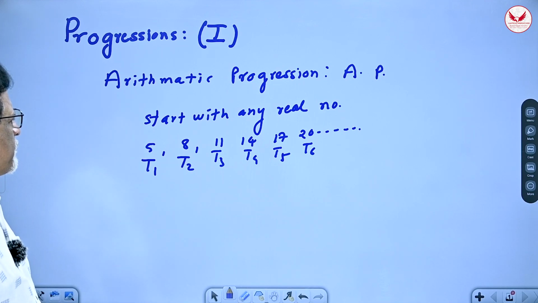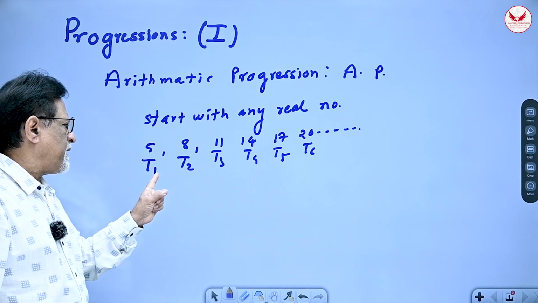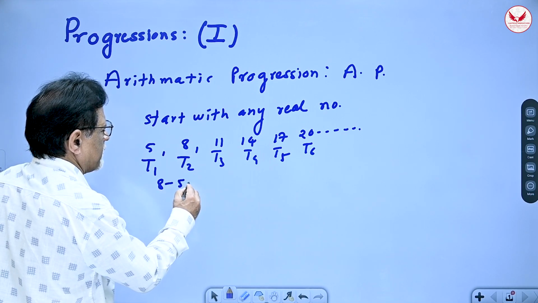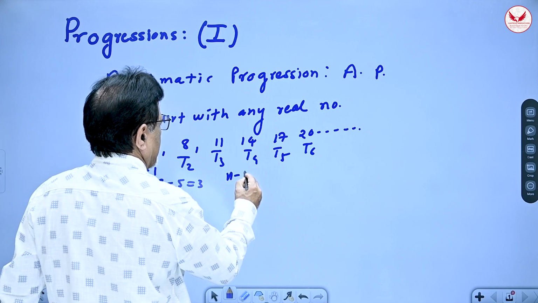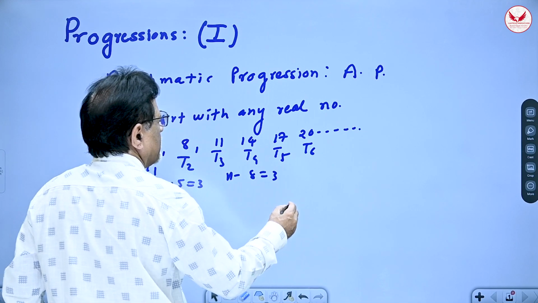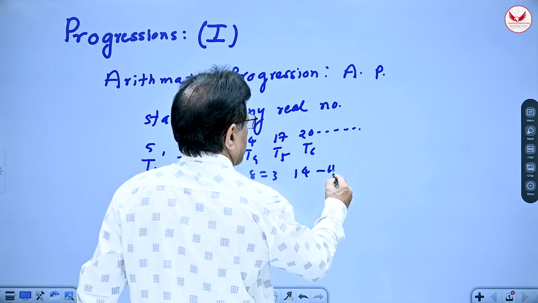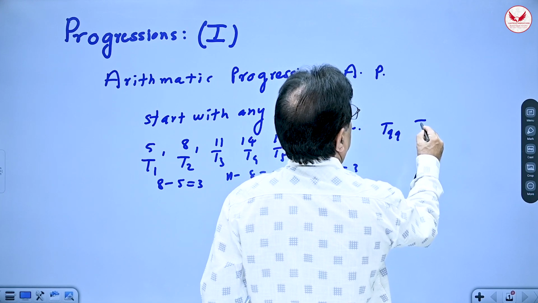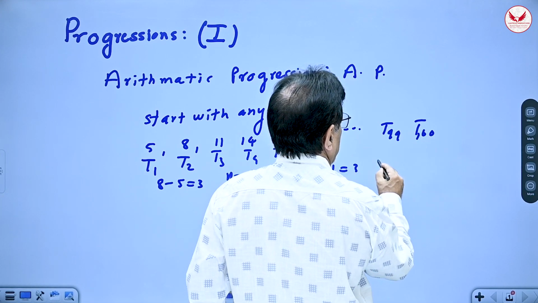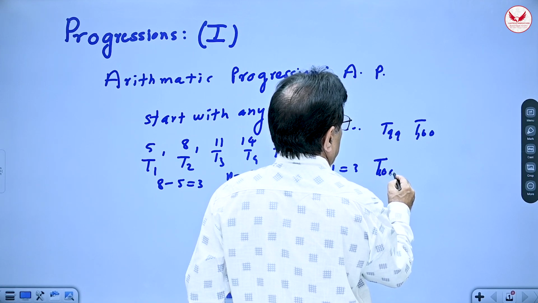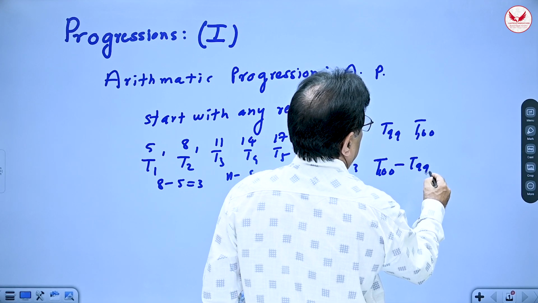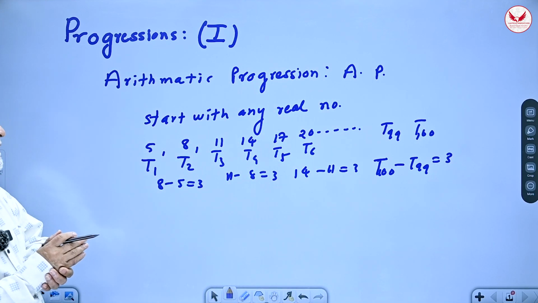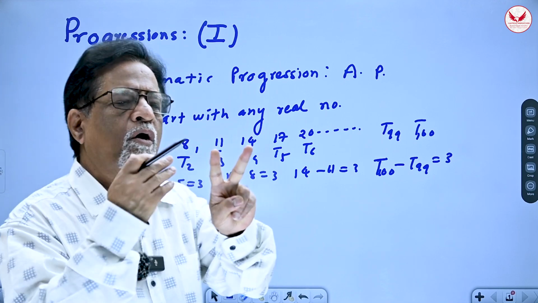So what is the speciality of this type of sequence? If you take the second term minus the first term, the difference is 8 minus 5, which is what? 3. 11 minus 8 is what? 3. 14 minus 11 is what? 3. So even if it is T99 and T100, I am 100% sure that T100 minus T99 will also be what? 3. So what remains constant here is the difference between two consecutive terms.